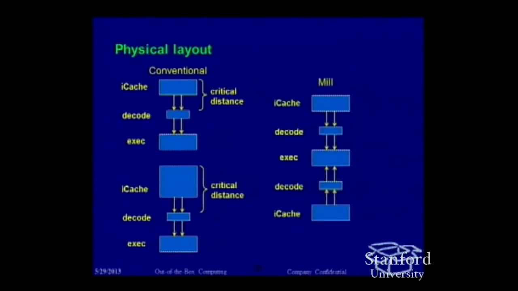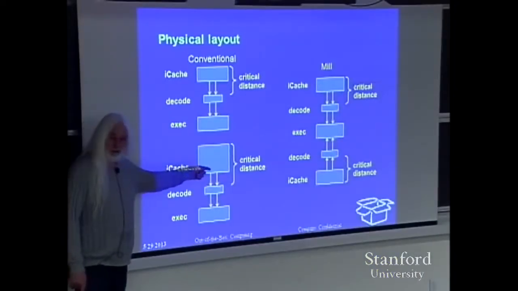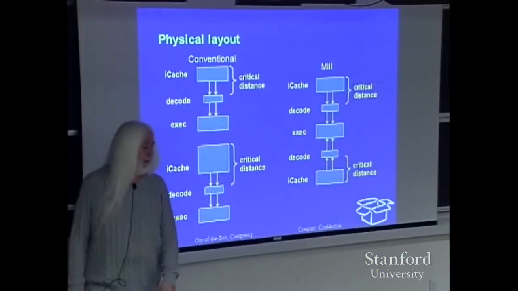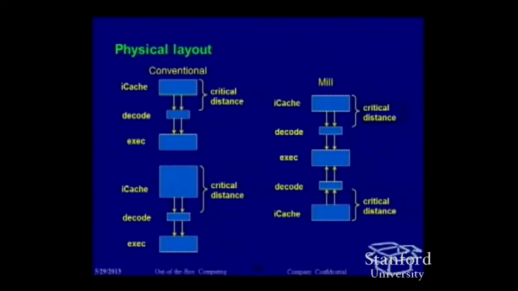This is what the mill looks like at the same abstract level. The two decoders are on either side of the execution units, and outbound of each of them are the two top-level instruction caches. That's our critical distance. You see it's the same as the short critical distance up here on the left, but the total capacity is the same as the large critical distance. We have doubled the instruction cache capacity at no increase in per operation power, area, or heat.